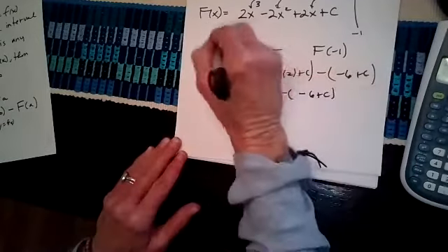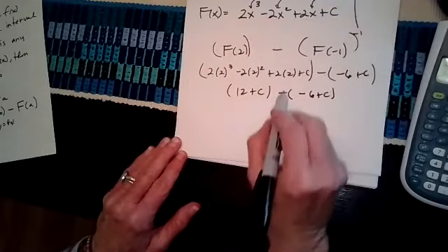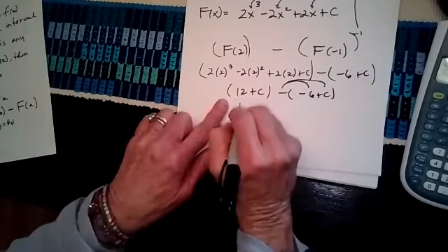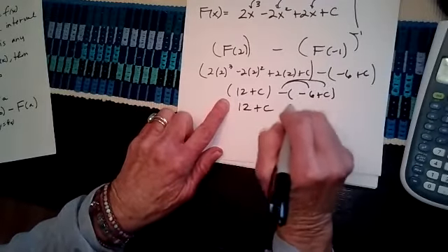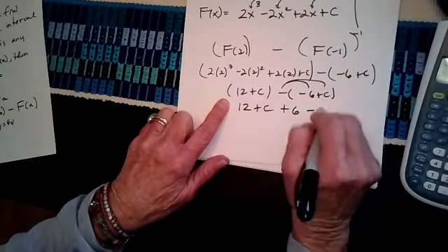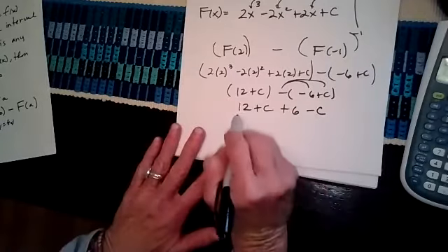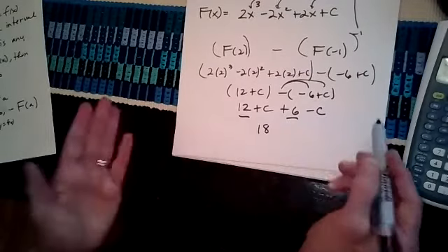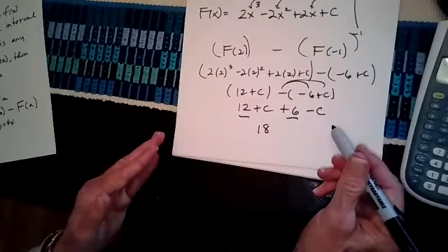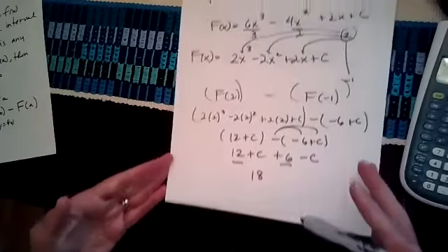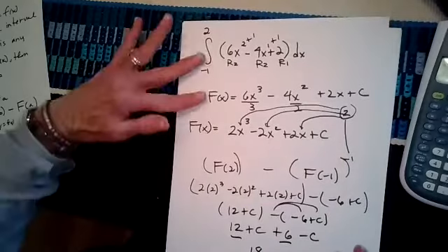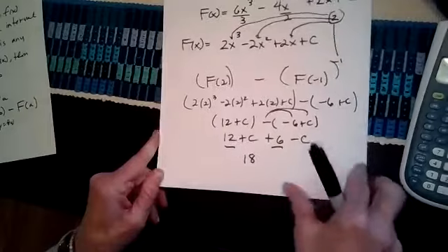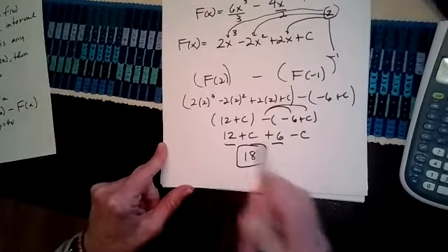But remember, it's the top minus the bottom. So we have to take this parenthesis and distribute it through. So I get 12 plus c plus 6 minus c. So when I combine all my terms, what's 12 plus 6? It's 18. What's plus c minus c? Well, it goes away. And so every time we work a definite integral that has numbers on the top and bottom, our c will always subtract away, and we'll just get a number for our answer.